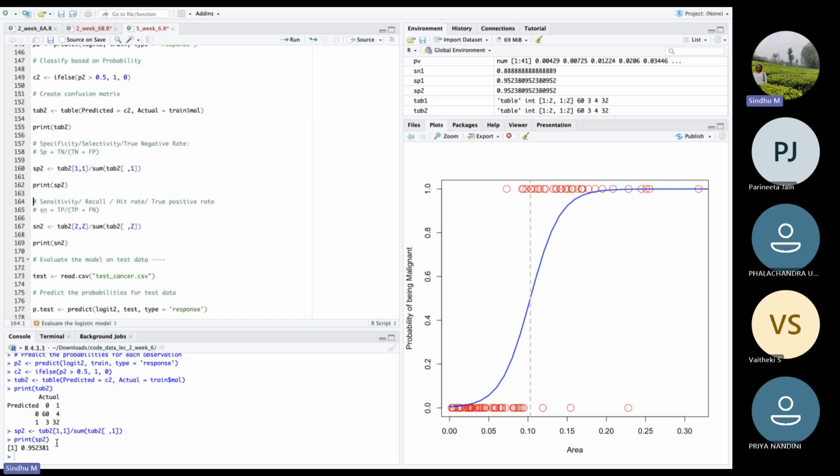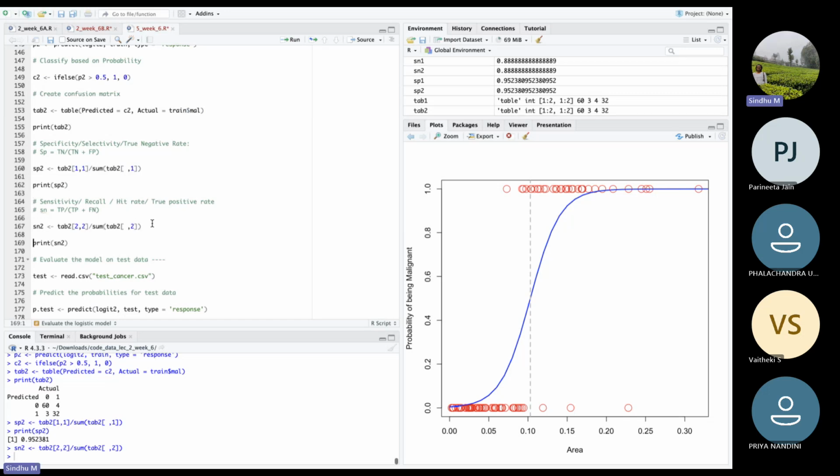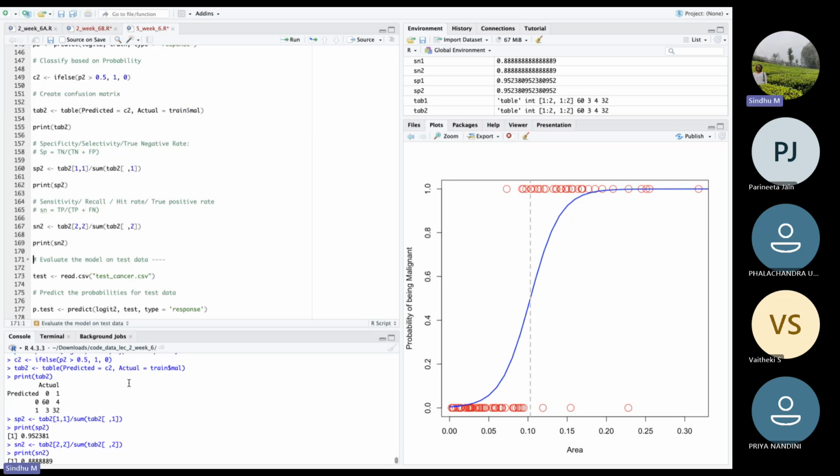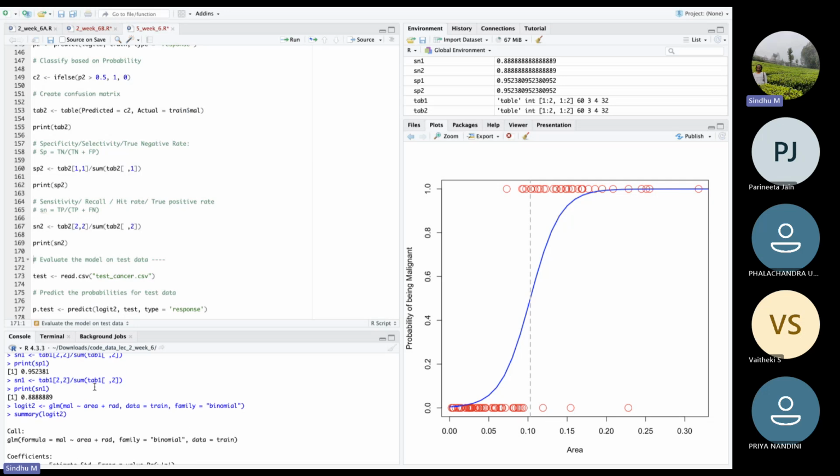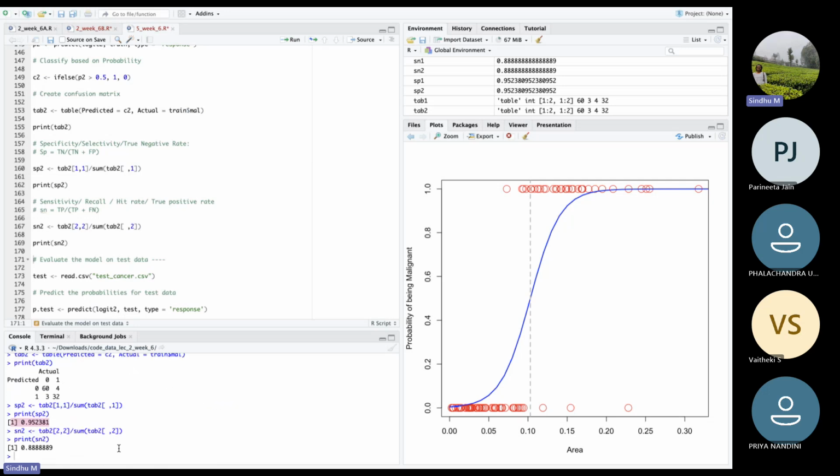So here the specificity is 0.925 and let's see what the sensitivity is: 0.8889. So here it is 0.95, but in the previous model it was 0.952381.